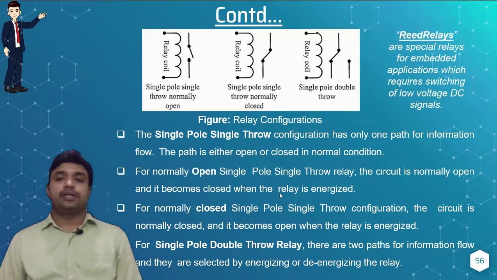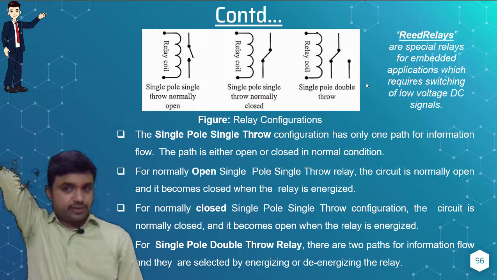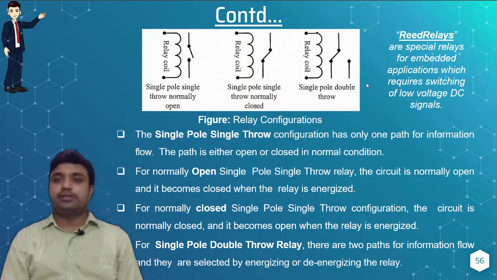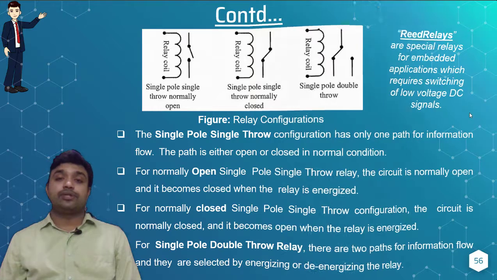Okay. Next, we have a type of relay circuits for embedded systems. There are reed relays. These are special relays for embedded applications which require switching voltages. Okay, it works with DC voltage.